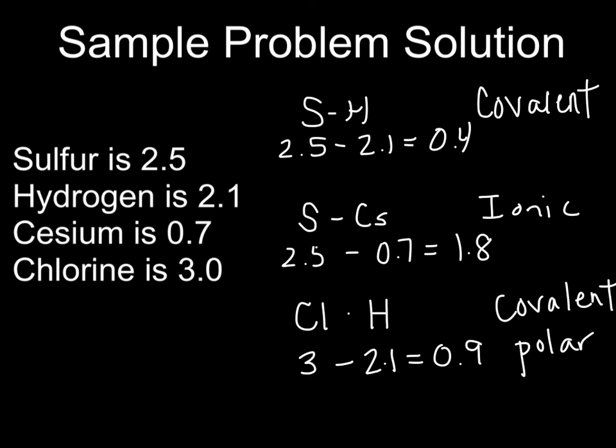So again, we can determine the type of bond that's formed by looking at the differences in the electronegativity or by looking at the elements that combine to form that compound. Anytime a metal is present in the compound, it's going to be ionic, and if it's two nonmetals, it's going to be covalent.